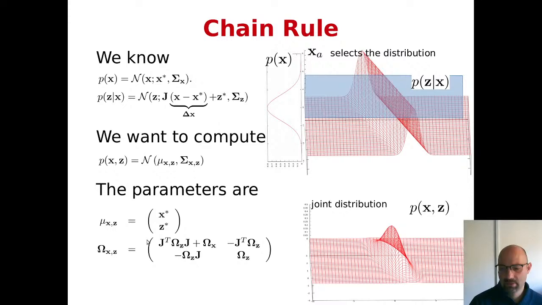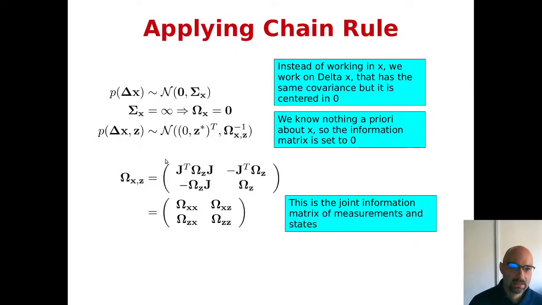Look at this formula over here. The difference between the two is just that here I do not have omega x, because omega x I set to 0. Well, this is cool, because this is the joint information matrix of the measurements and the state.